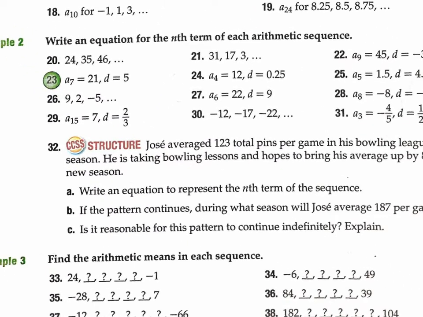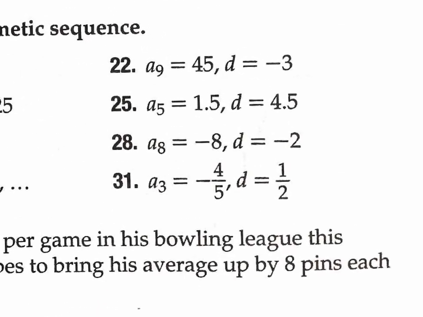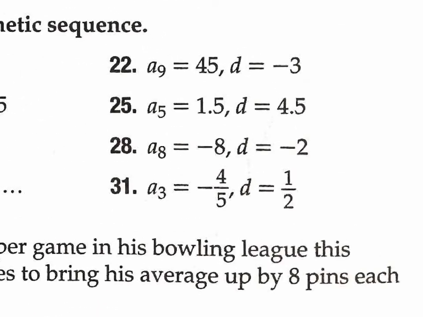So on all of these, you had to identify your a sub 1, which in this case was 24. You had to find the common difference by taking 46 take away 35, which would give you 11, or 35 take away 24, which would give you 11. So the common difference would be D. You'd plug it all in, you'd simplify, you'd have your machine that produces the list, right? It could be a little bit more complicated, like right here on number 22. They didn't give us a sub 1, they gave us a sub 9, and we had a common difference, -3.